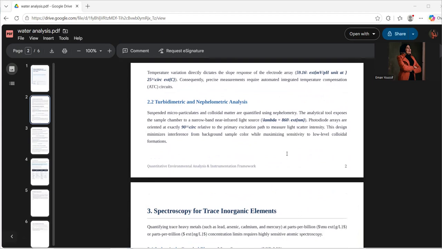Suspended microparticulates in the colloidal matter are quantified using nephelometry. The analytical tool exposes the sample chamber to a narrow band near infrared light source. Photodiode arrays are oriented at exactly a fixed angle relative to the primary excitation path to measure light scatter intensity. This design minimizes interference from background sample color while maximizing sensitivity to low-level colloidal formations.